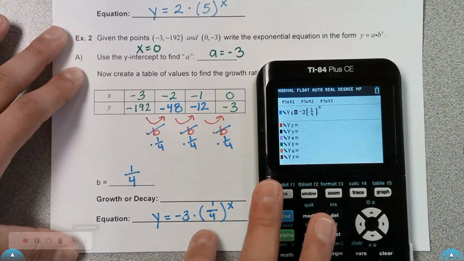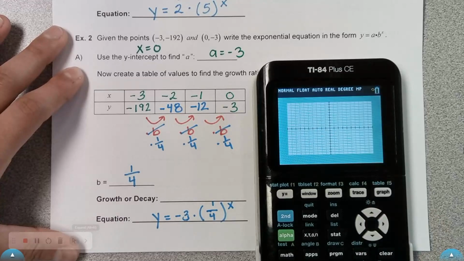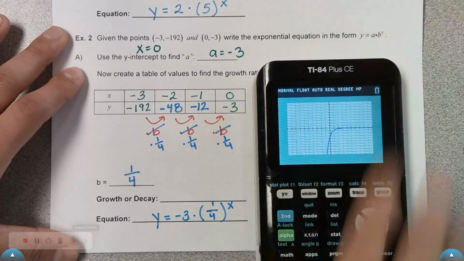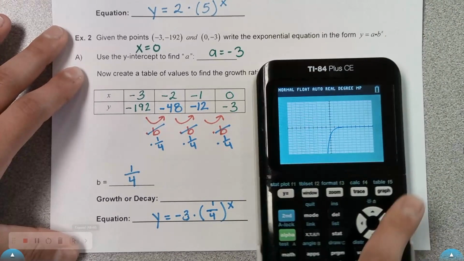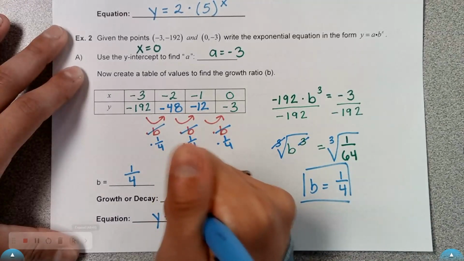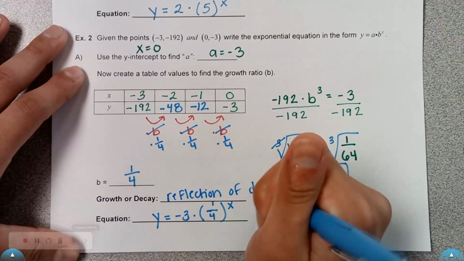So I'm just typing it the way that I see it, and then graph. Okay, so this is a reflection, and then we really want to think about it. If I flip this upwards, it's decay. So it's a reflection of decay. So this is a reflection of decay.